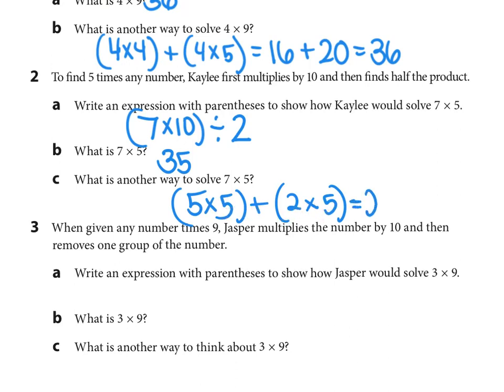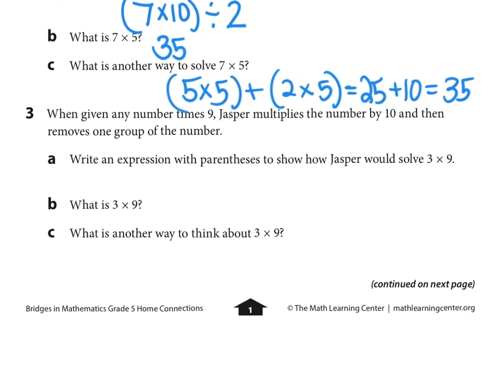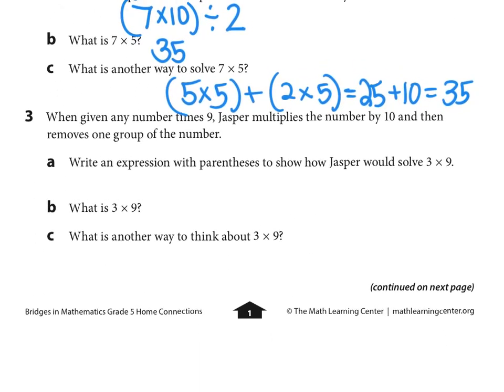And I know 5 times 5 is 25. And then 2 times 5 is 10. So 25 plus 10 equals 35. There may be another way to think about it too. So feel free to add your own thinking down if you thought of another way.